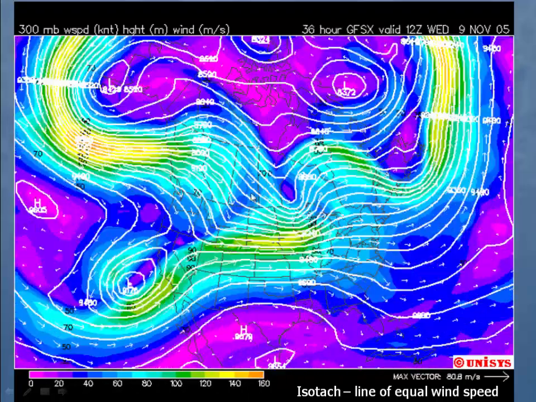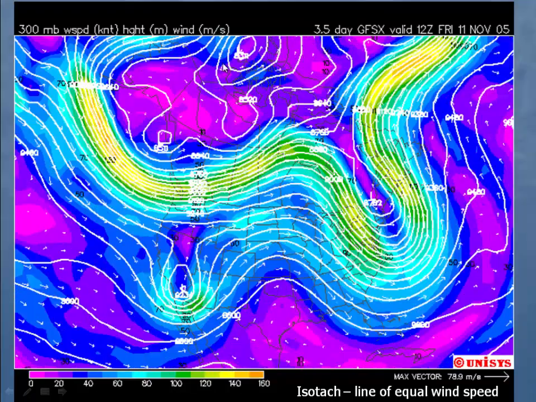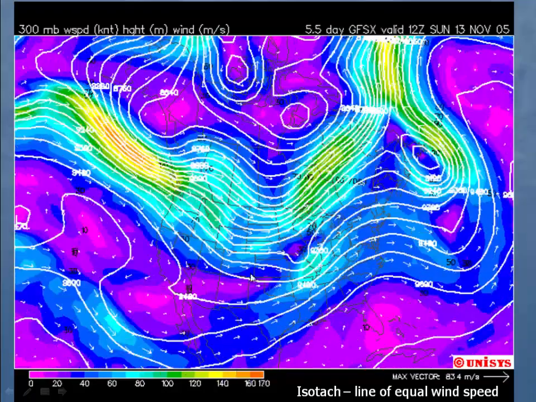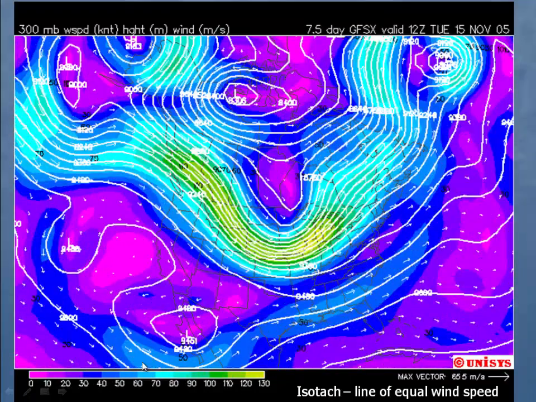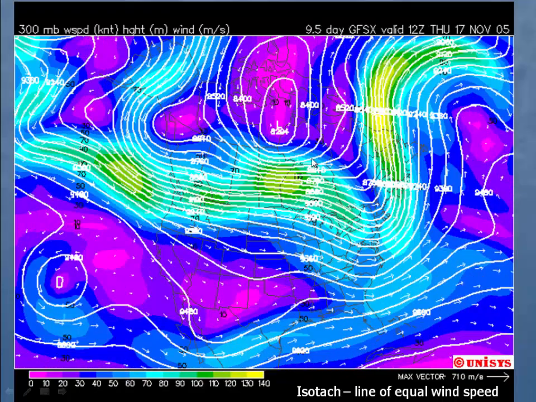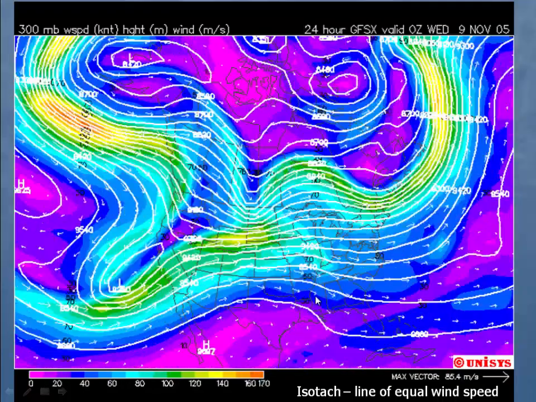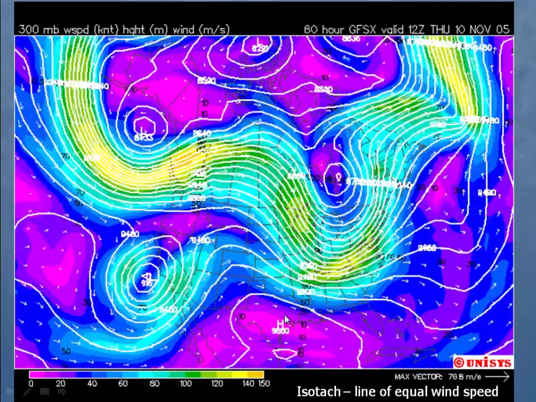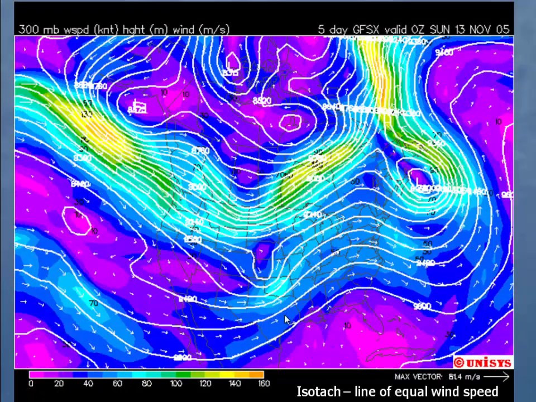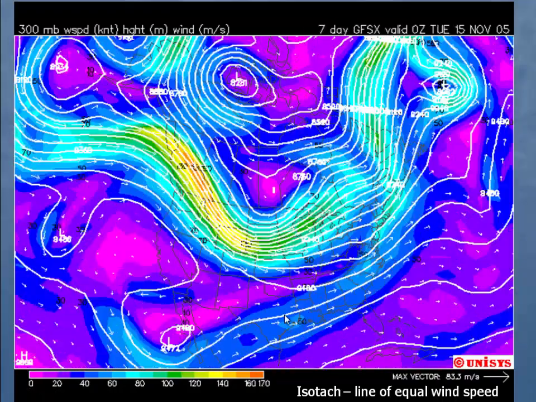But generally you can see to the north of the jet stream we have lots of purples. Those are very slow winds. To the south of the jet stream we also have lots of purples and blues, which are slow winds. In the middle we have the battleground, if you will, between the cold air to the north and the warm air to the south.